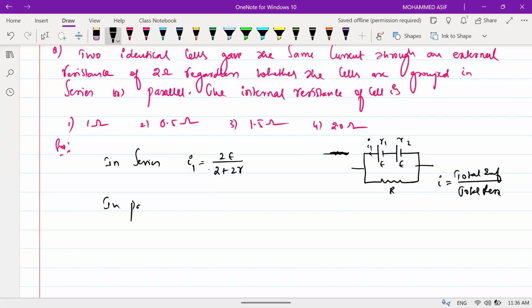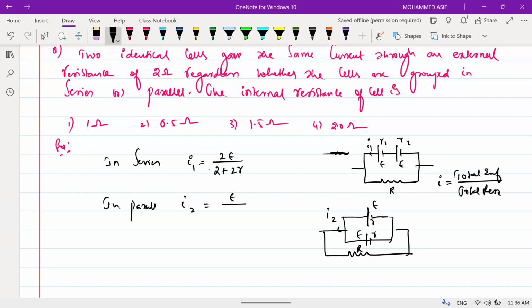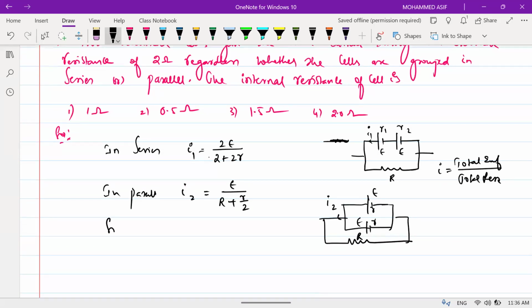Now the parallel combination. If the cells are connected in parallel, both connected to an external resistance, each with EMF E and internal resistance R, the current is I2. In parallel the EMF remains the same, so I2 equals E divided by the external resistance plus R divided by 2. Since the current is the same, I1 must be equal to I2.